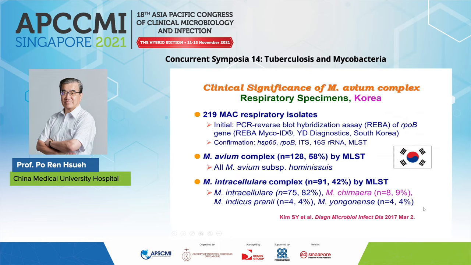And also back to the data from Korea, the clinical significance of the avian complex. They identified 219 MAC isolates, and also used extensive molecular methods to identify the Mycobacterium avium complex to the species level. Among the 220 MAC isolates, 128 were Mycobacterium avium complex, but the four are hominissuis. And among the intracellulare complex, the most important is intracellulare followed by chimaera. So chimaera is increasing in Korea, and I will also show you in Taiwan. So this is the subspecies distribution in Korea.